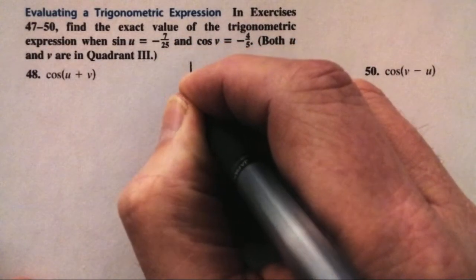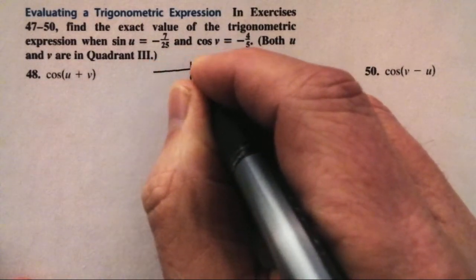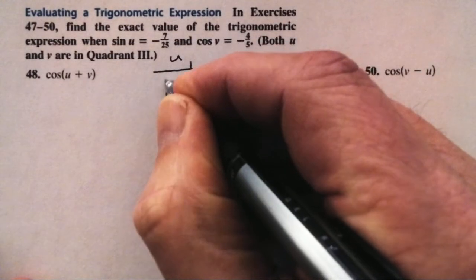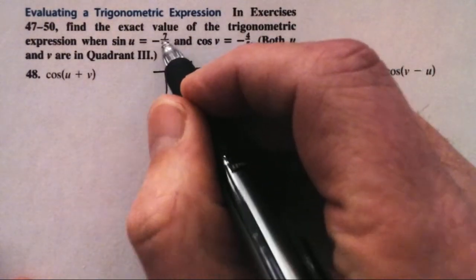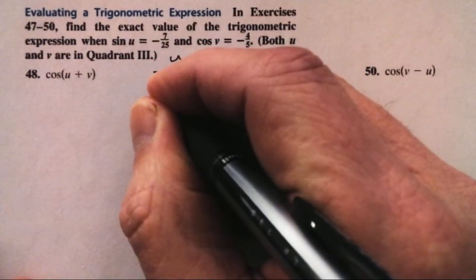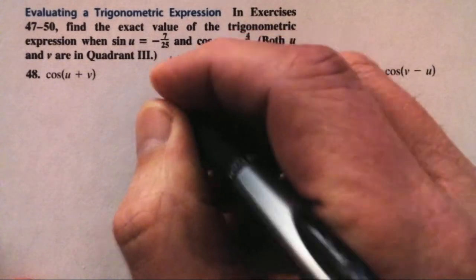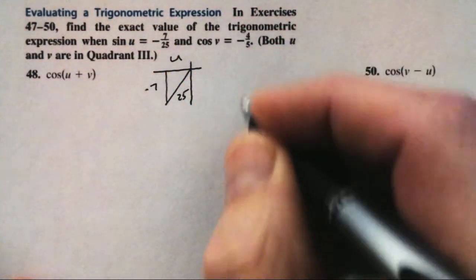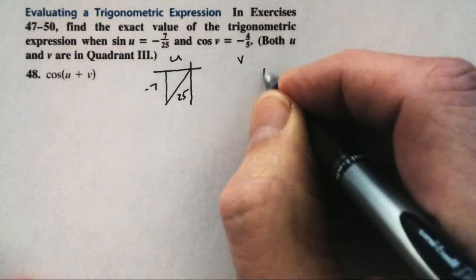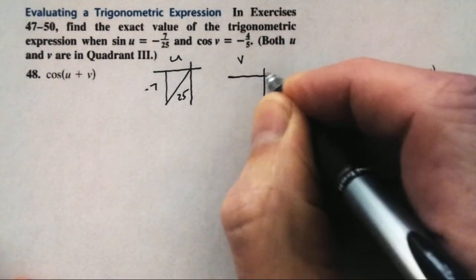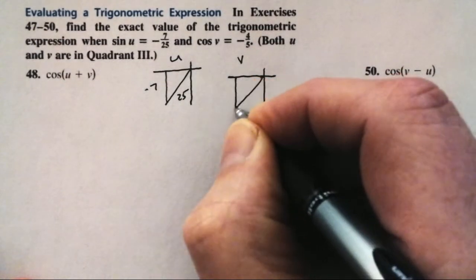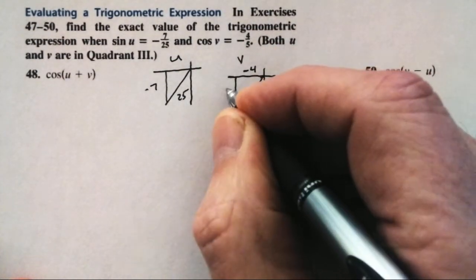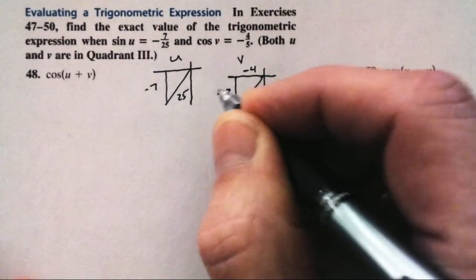So quadrant 3, here's angle u, produces a y on r, excuse me, negative 7 on 25. And here's angle v, also in quadrant 3, produces an x on r of negative 4 on 5. That makes this a 3, but it's down.